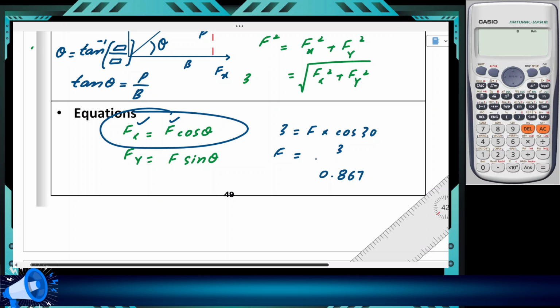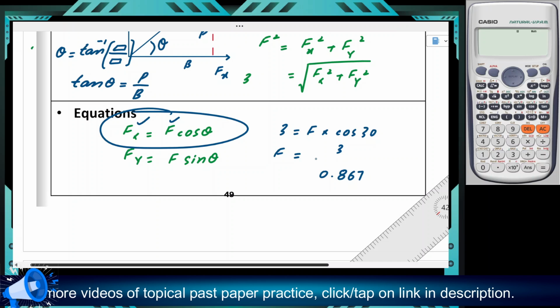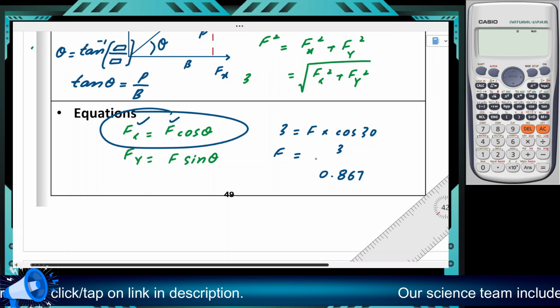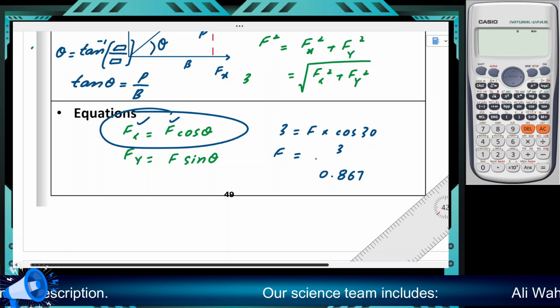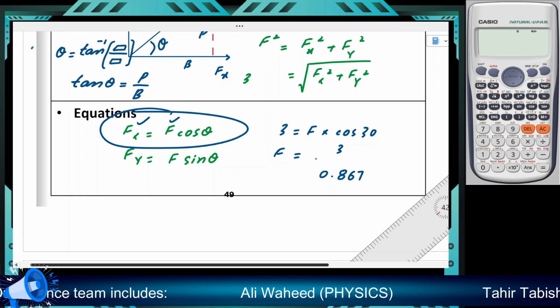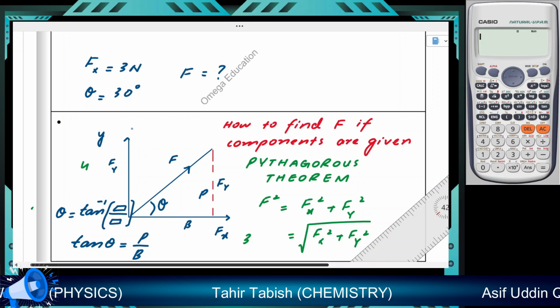So this is a better and faster way to find the overall vector when one of the components is given and the angle is also given. So if the angle is given, you can straight away use this expression. But if the angle is not given, either you can find the angle first and then use the same one, or if you don't want to find the angle, you can straight away use the Pythagoras theorem.